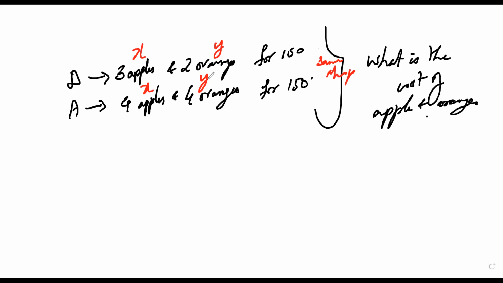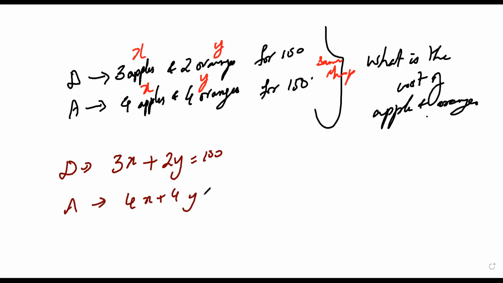So what will be my equation now? For Devasri, it will be 3x plus 2y is equal to 100. For Aarti, it is 4x plus 4y is equal to 150. Now you have to solve equation 1 and equation 2 by using either elimination or substitution or whatever method. Is the equation framing clear to everyone? Then we can find the x and y values.